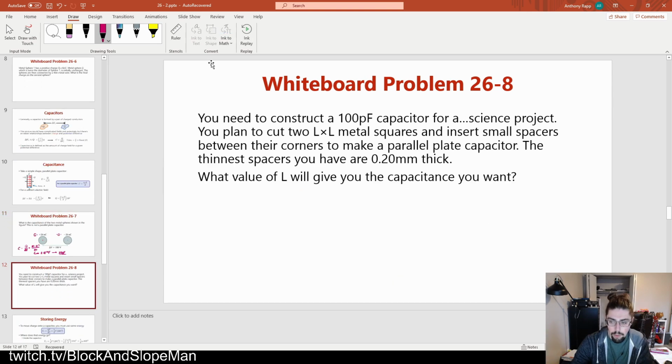So, got a whiteboard problem for you guys. Let's say you need a 100 picofarad capacitor for science. You're going to make this out of two big metal squares. You're deciding that it's going to be a square because it's a more appealing shape than a rectangle or anything like that. Right, so it's going to be L by L, and you have a tiny set of spacers to work between these two that are 0.2 millimeters thick. So that's your spacing between your two big plates. What length L do you have to get our 100 picofarad capacitor?